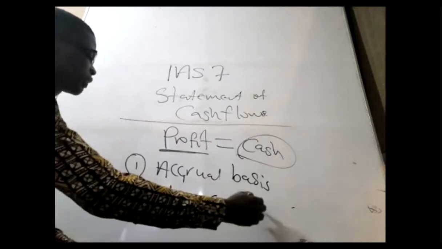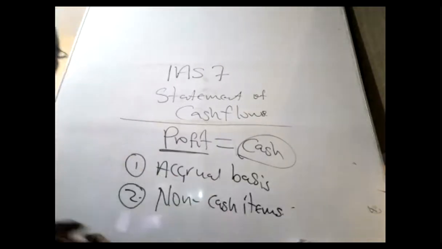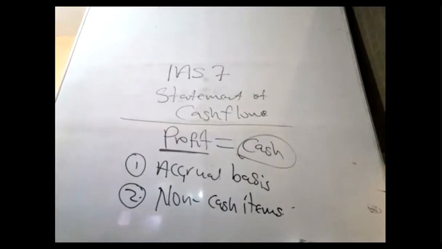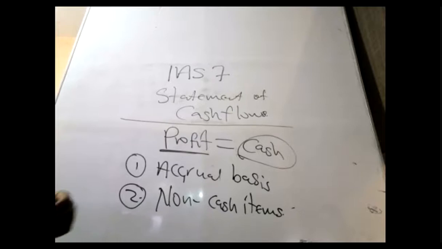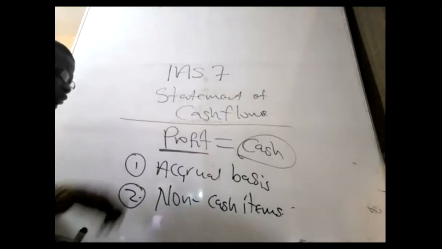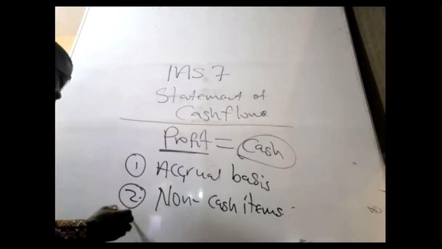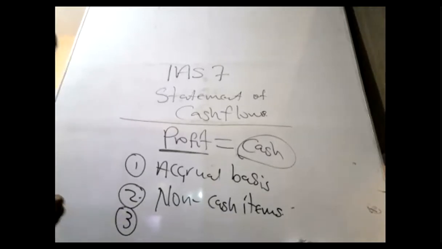Non-cash items, give examples: depreciation, impairment, amortization. All this does not affect cash, the cash balance, but it affects your profit, causing the difference. Although this is a subject of accrual. Number 3, that you can talk about also.